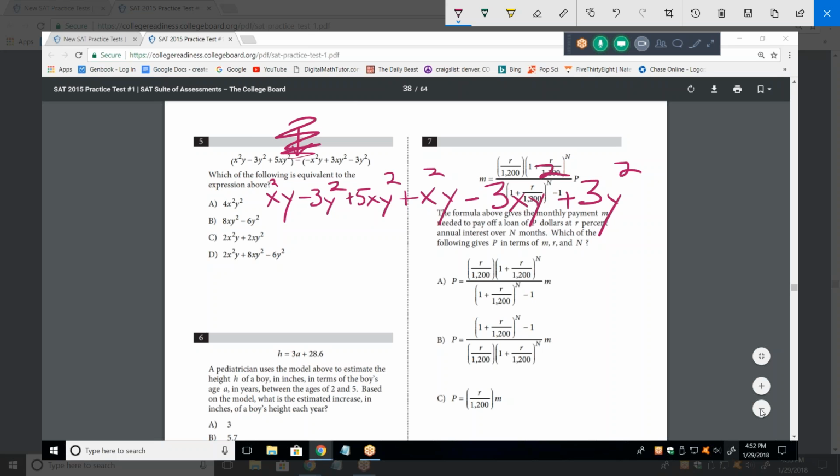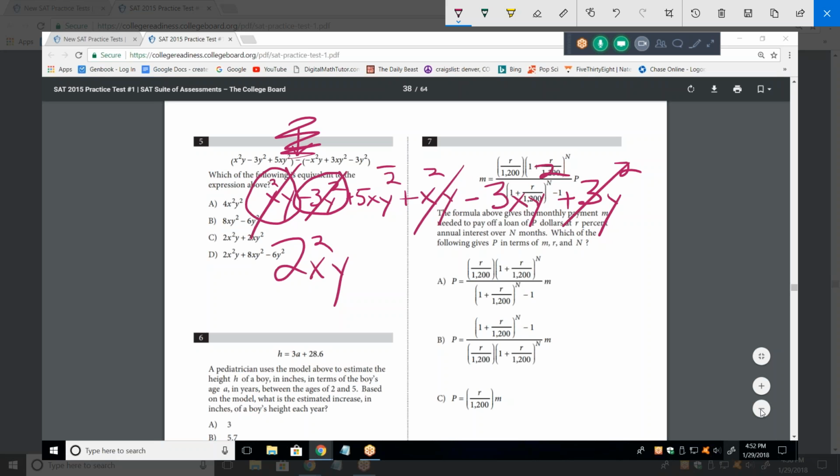Always start on the left and work your way right. So how many of those do we have in total? 2. So that's 2x squared y. And we get rid of that one, and we get rid of that one. How many of those do we have in total? 1. 2. What is their total? 0. Okay, so we have none of those.